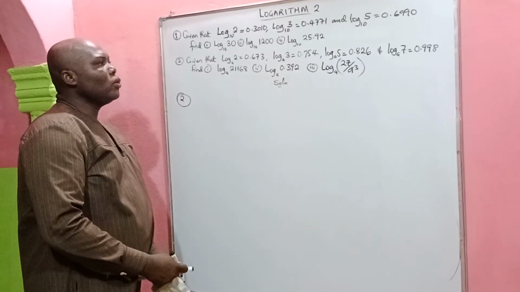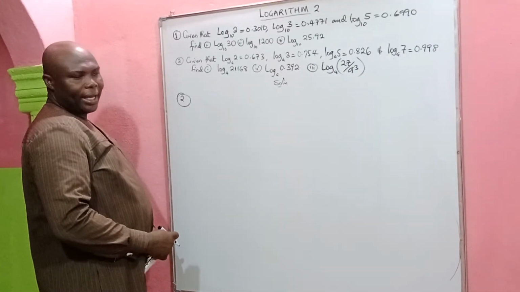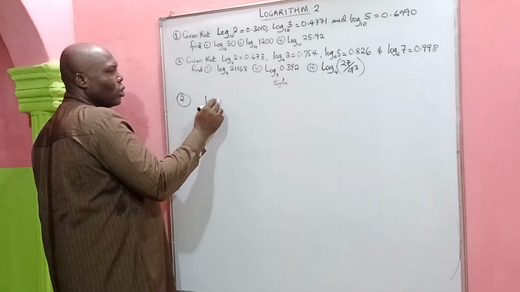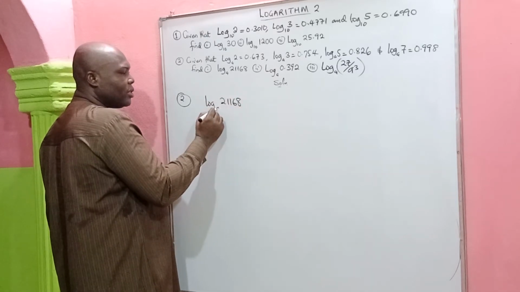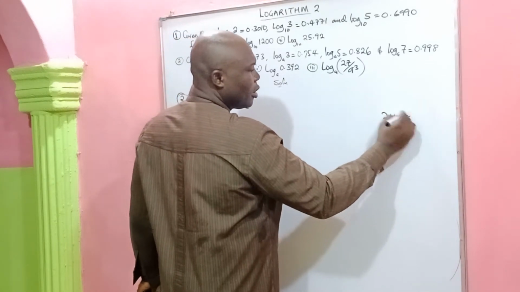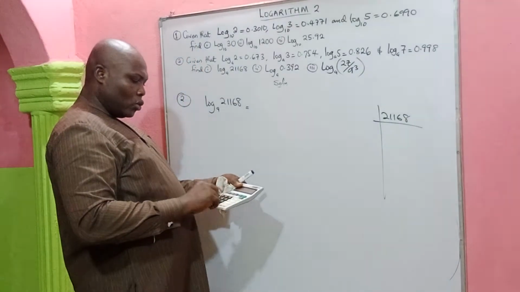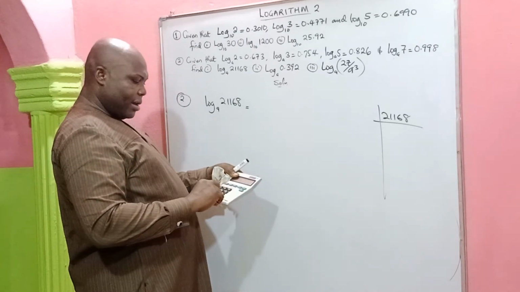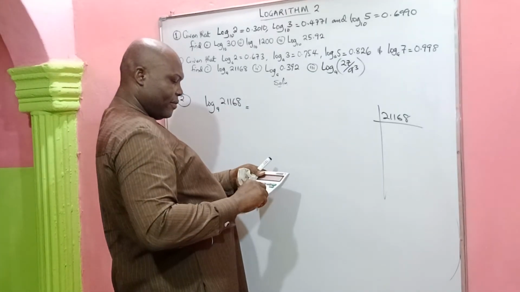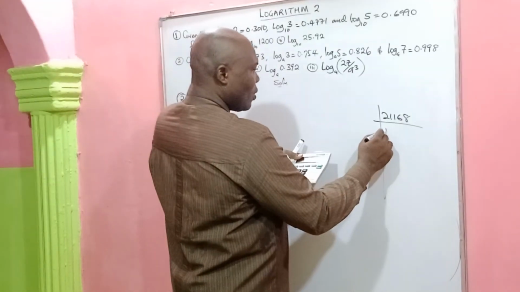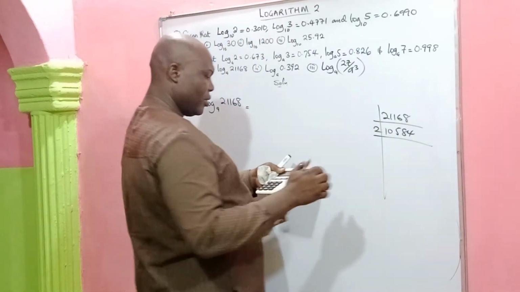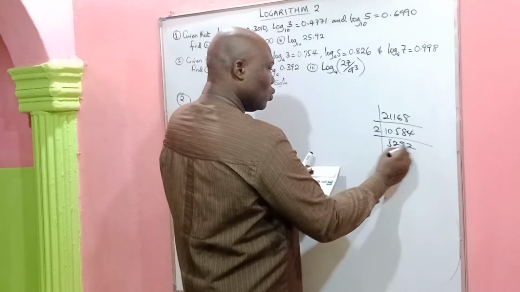It's the same thing you still do, but this time the base is A. Say for instance, part I, we have log 21168 to the base of A. We need to first find the factors of 21168, with the LCM method as usual. So 21168 divided by 2 gives 10584, divided by 2 gives 5292, and we divide by 2 again.